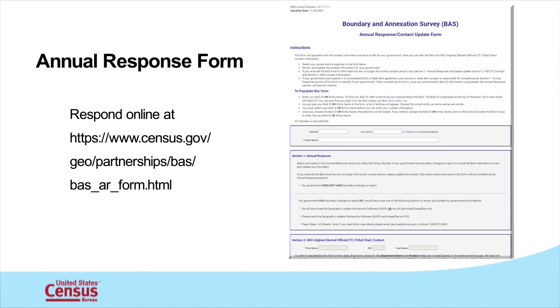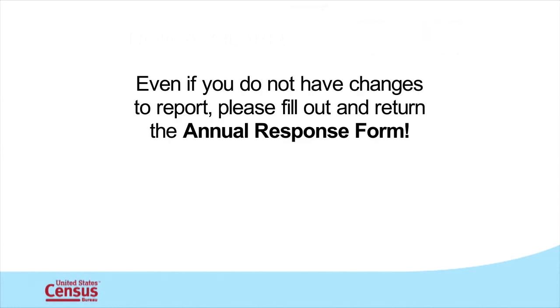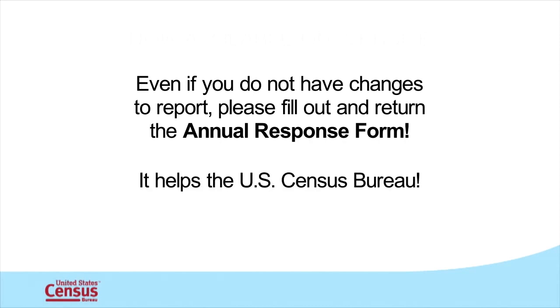When you complete the annual response form, you inform the Census Bureau if you have any boundary changes to report. If you are reporting boundary changes, you also use this form to record how you will report these boundary changes, whether you want to work with shapefiles or paper maps. If you do not have any changes to report, it is still important that you fill out and return the annual response form. Responding with no changes helps the Census Bureau to organize follow-up efforts during each BAS cycle. Detailed instructions on filling out your annual response form are found in both the Introduction to Digital BAS video and the paper BAS video.